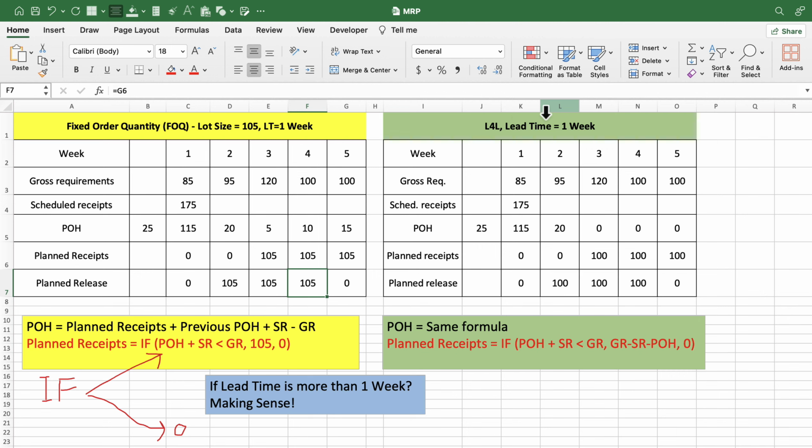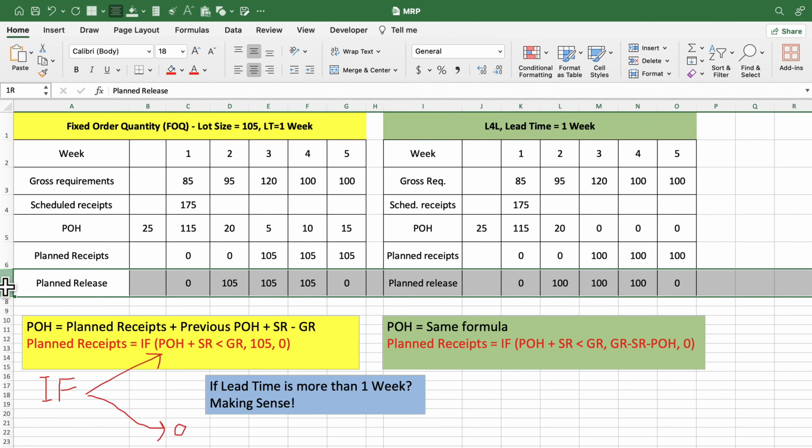However, when using lot for lot approach, then our first order will be of 100 units and it will be placed in period number 2. Then the second order will be placed in period 3 and that will be of 100 units. And the last order will be placed in week number 4 and that will be of 100 units. So MRP tells us when to place an order and what should be the size of that order.